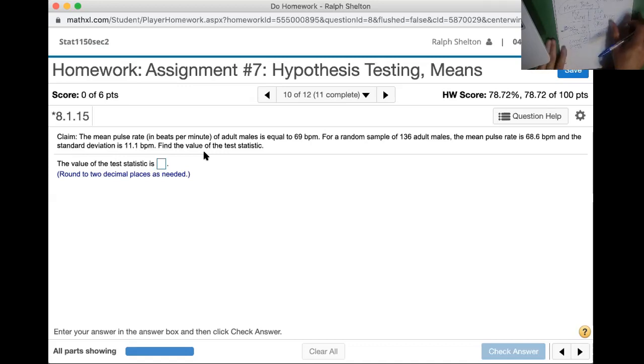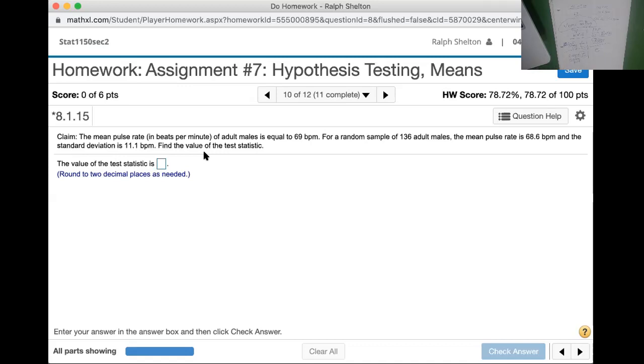So we said, I think I wrote that down up here. Yeah, here's H0, the mean is 69. We got our sample size 136, and we have to assume the population is not normal here because there's nothing that says it is, it doesn't tell us anything about it. But we have a large sample size, so we're allowed to use the T distribution, okay? And then it gives us our actual sample mean, 68.6 beats per minute. It's X bar. And it gives us a standard deviation. And it says find the test statistic.